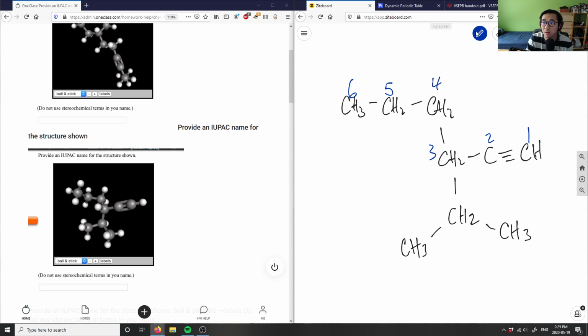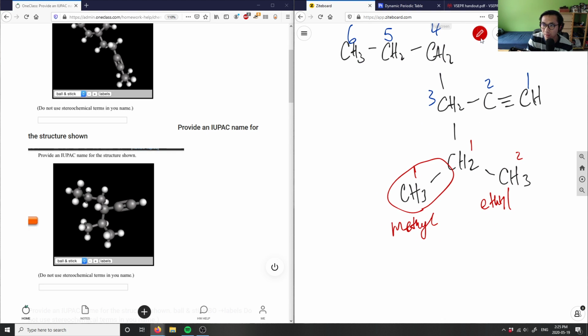And again, on 3 here, I have a methyl group. So this here is a methyl group. And on 3 this is an ethyl group as well. So this here is a methyl, and this here would be an ethyl. So what I can say here with my IUPAC naming is that this structure is going to be, on carbon 3, I have 1 methyl. On 3, sorry, it's going to be 3-ethyl.